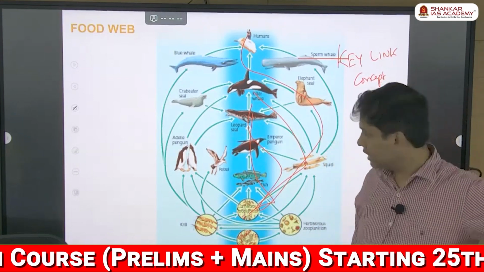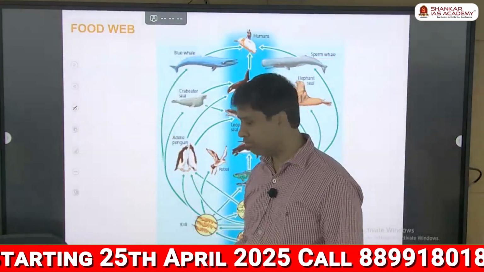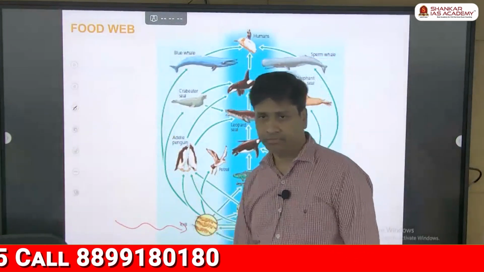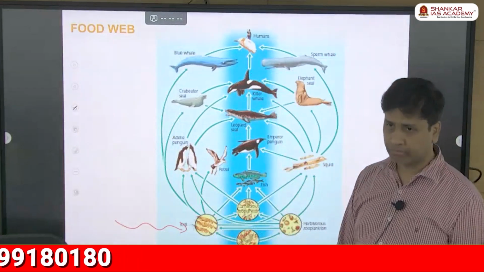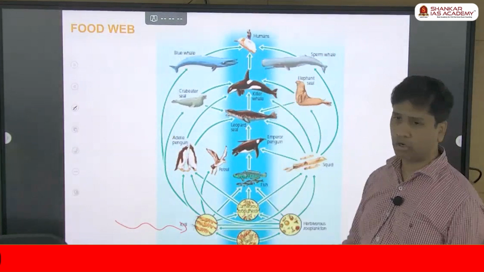Number two is, you see this chain. Suppose by chance a toxin enters the food chain. Now tell me whether the toxin will move through the food chain or not.